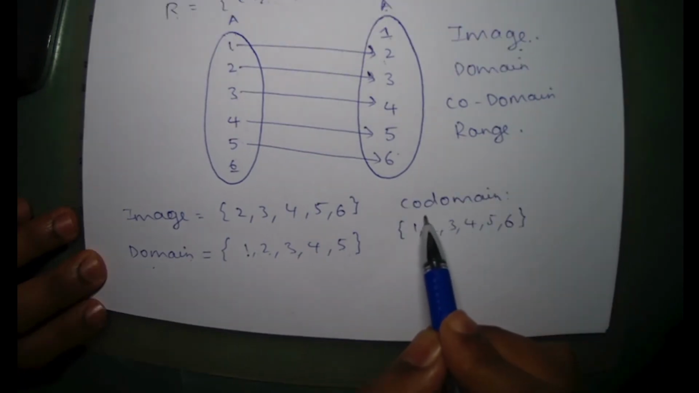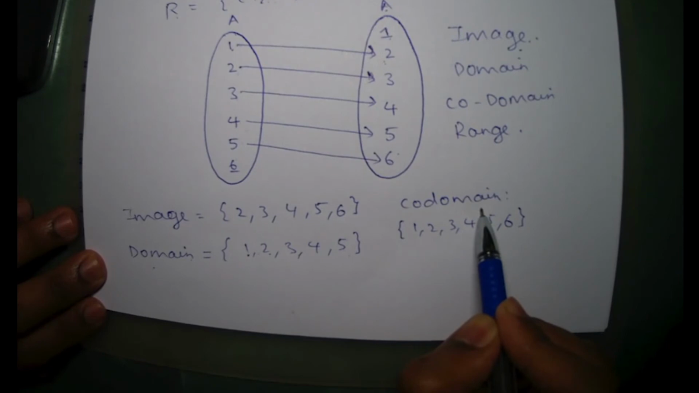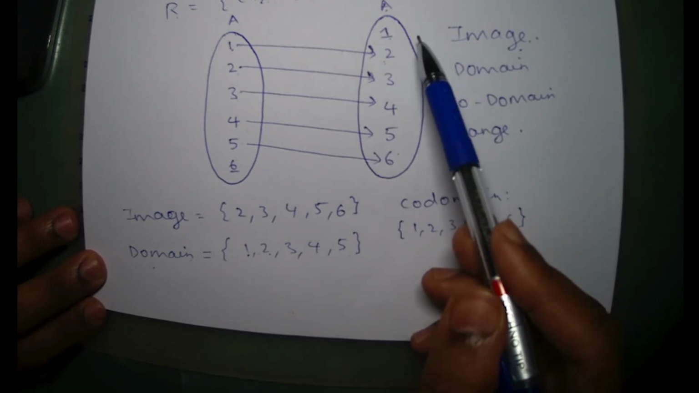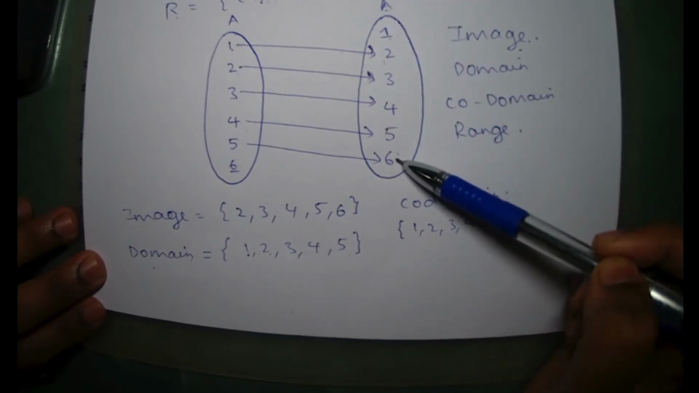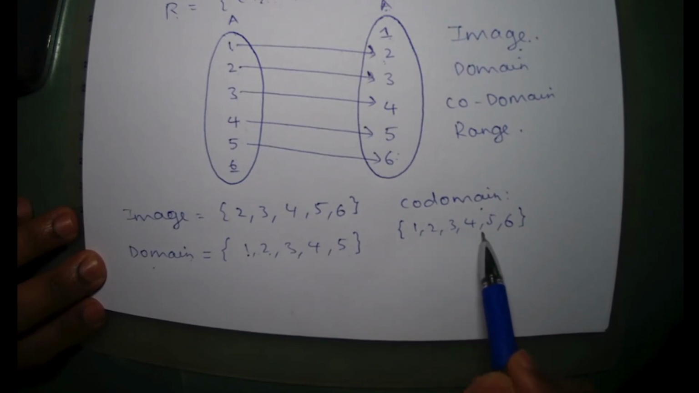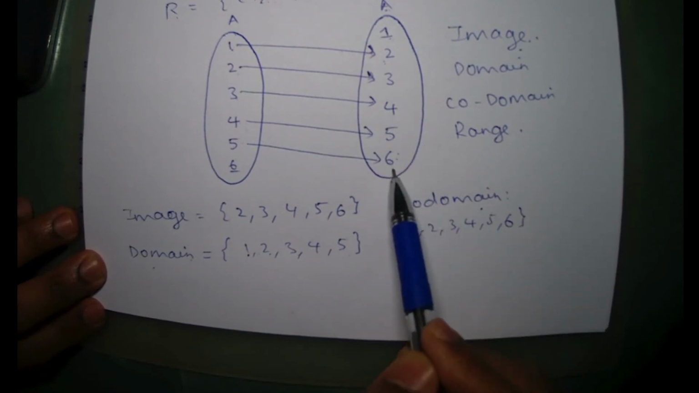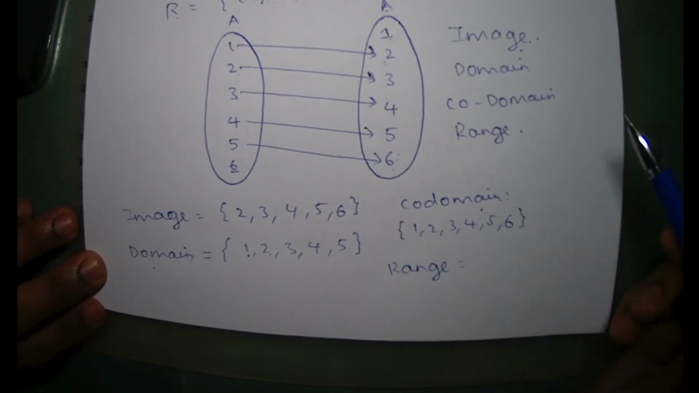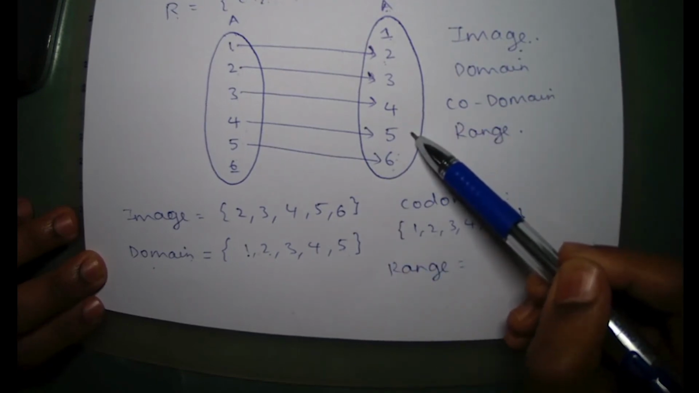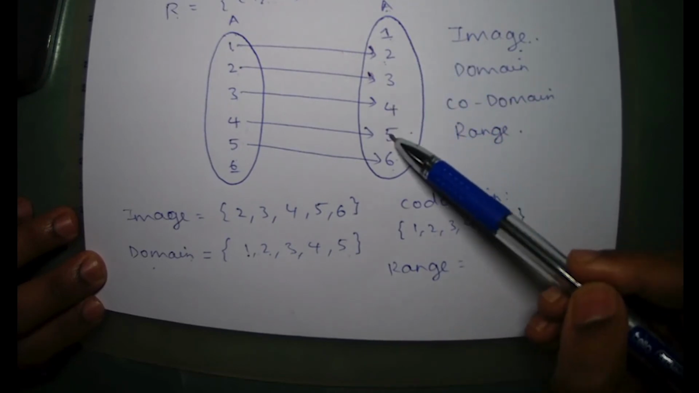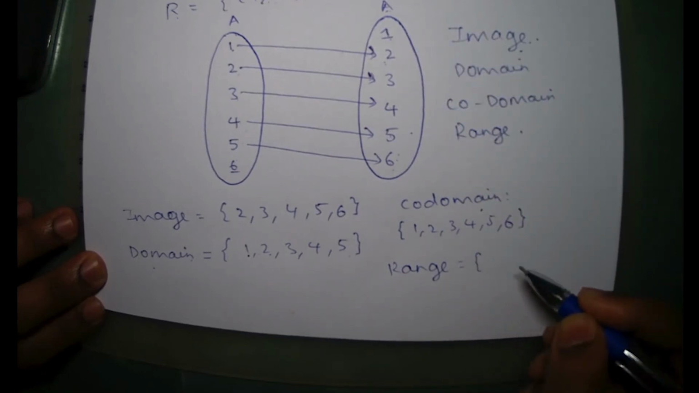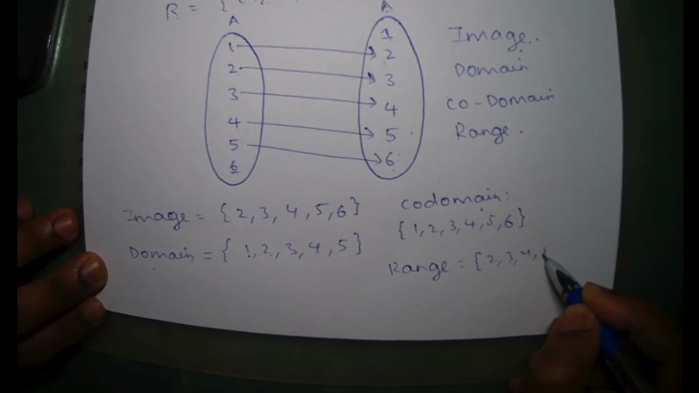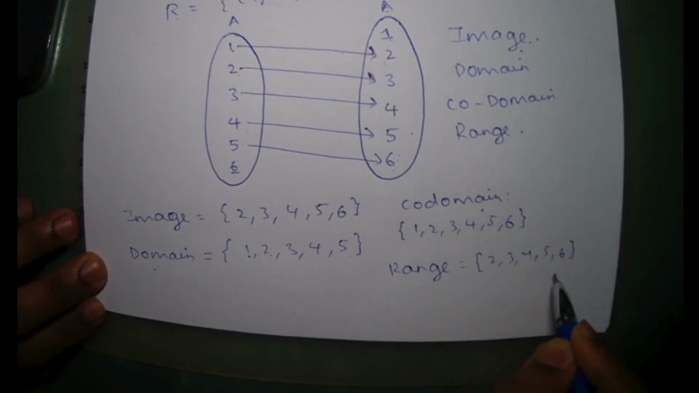So the next term which we will understand is codomain. So codomain is nothing but simply the second set or all the elements present in the second set. So in the second set which is set A, we see that 1, 2, 3, 4, 5 and 6 are present. So codomain is 1, 2, 3, 4, 5 and 6. That is all the terms present in the second set. Finally, we have range. Range is nothing but all the terms from the second set which are part of the relation. So we see that 2, 3, 4, 5 and 6 are part of the relation, but 1 is not a part of the relation. So range is 2, 3, 4, 5 and 6. So this is the range of the given relation.